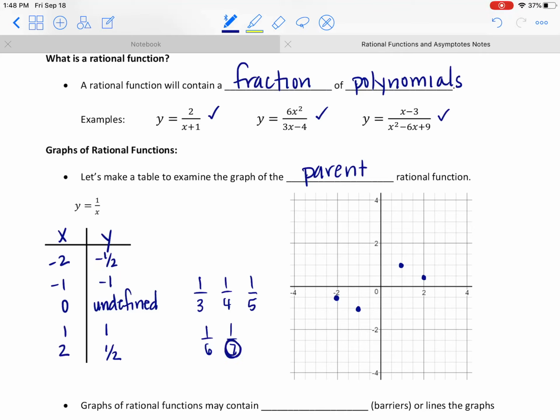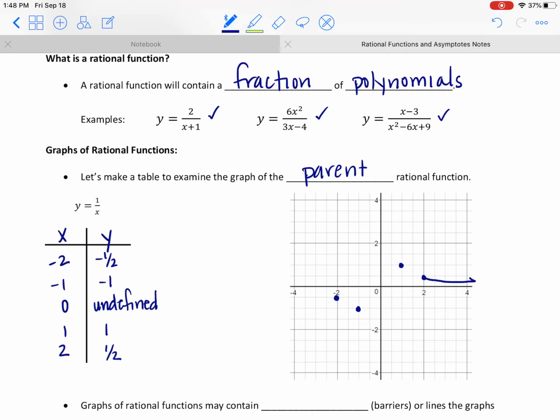Well, if the bottom just continues to get bigger, the value of the fraction is going to get smaller and smaller and smaller, right? You'd have 1/100 eventually, and then 1/1,000, and then a fraction that's really, really, really tiny. So the farther we go this way, the closer we get to the x-axis, because the smaller the fraction gets, but I can't ever get to the x-axis because that fraction will always have some value.